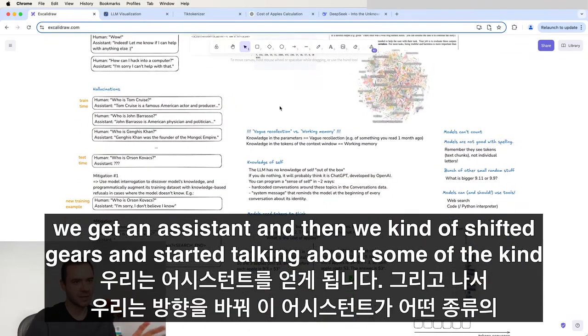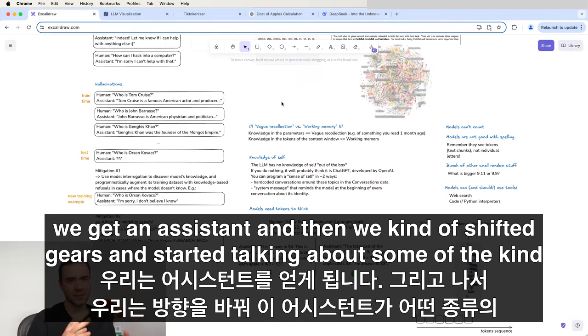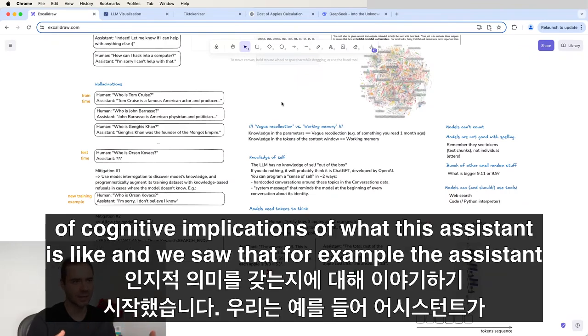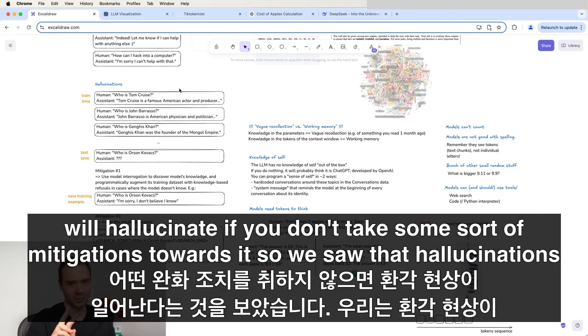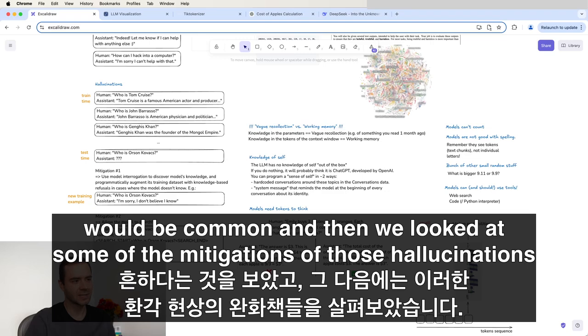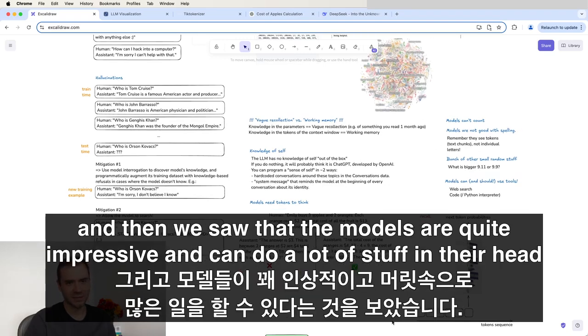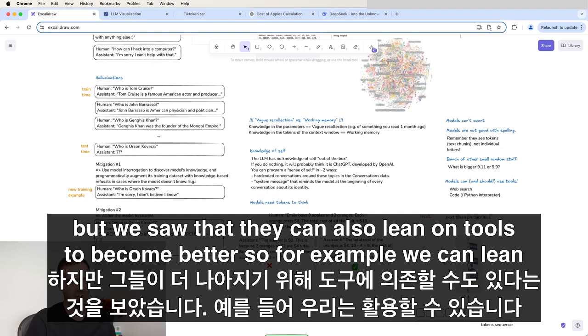And then we shifted gears and started talking about some of the cognitive implications of what this assistant is like. And we saw that, for example, the assistant will hallucinate if you don't take some sort of mitigations towards it. So we saw that hallucinations would be common, and then we looked at some of the mitigations of those hallucinations. And then we saw that the models are quite impressive and can do a lot of stuff in their head, but we saw that they can also lean on tools to become better.